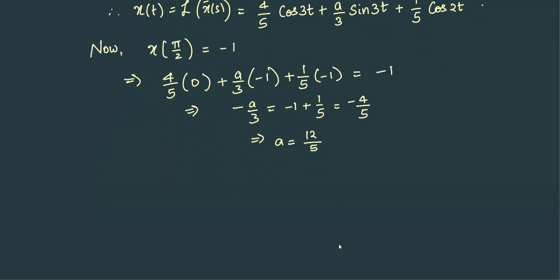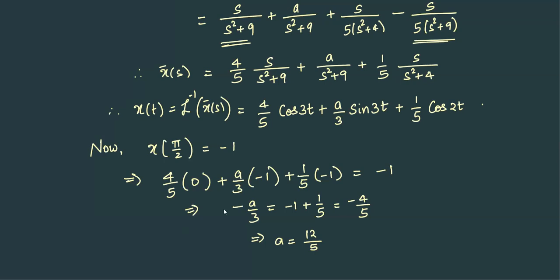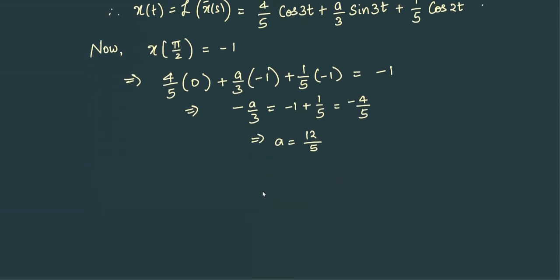So now we substitute a is 12 upon 5 here, and 12 upon 5 divided by 3, so you get 4 upon 5. This term a by 3 is 4 upon 5. So therefore x of t is 4 by 5 cos 3t plus 4 by 5 sine 3t plus 1 by 5 cos 2t.